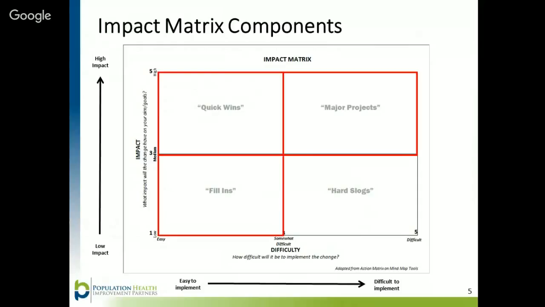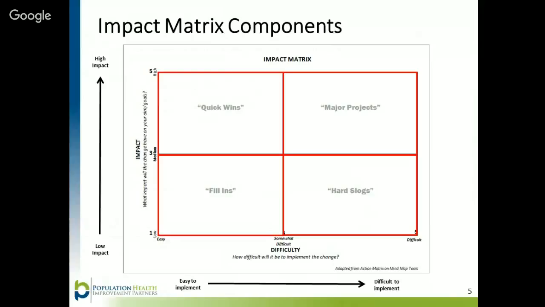The bottom left quadrant is categorized as fill-ins, as they are ideas that are fairly easy to implement but will have low impact. These change ideas can be done once your team has completed some of the quick wins and are working on some of the major projects.